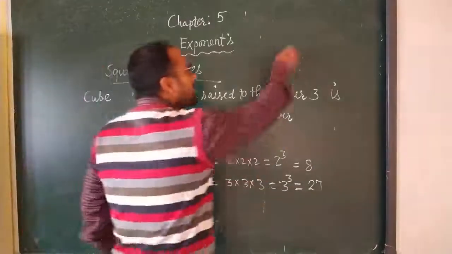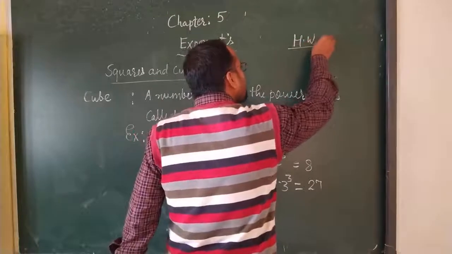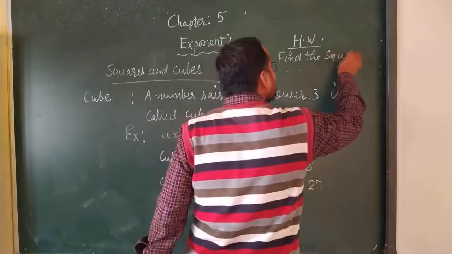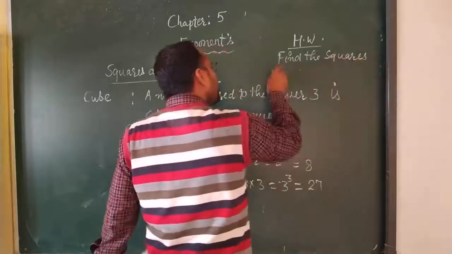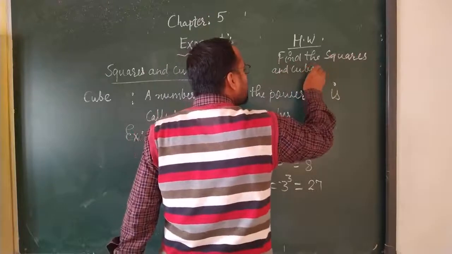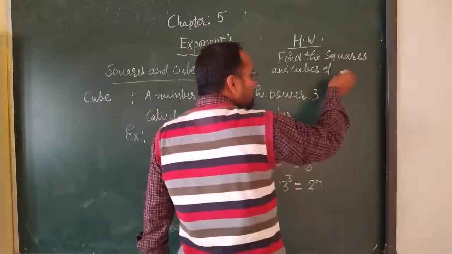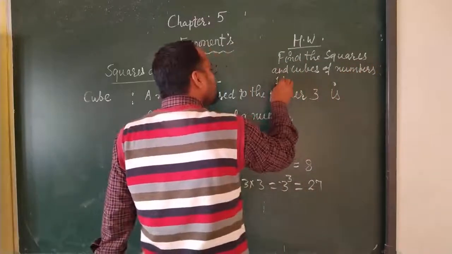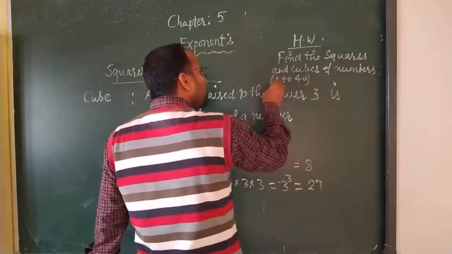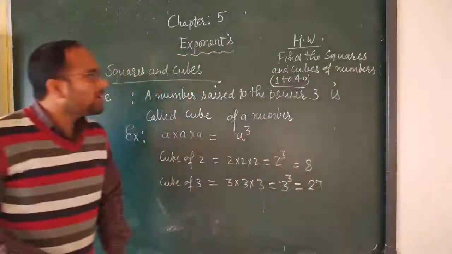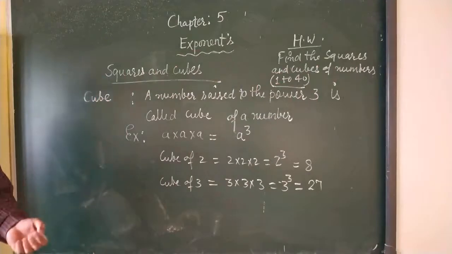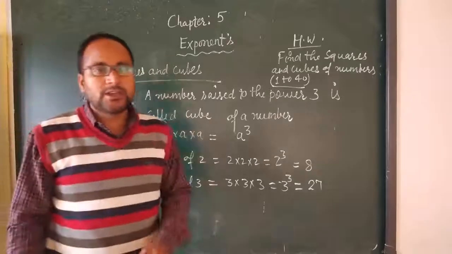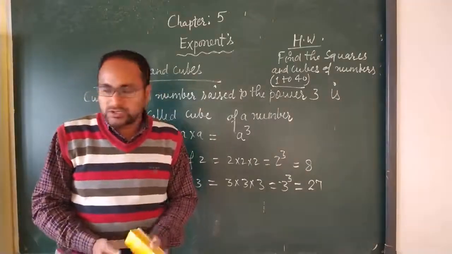So your homework is that students, find the squares and cubes of numbers 1 to 14. So from 1 to 14 you can find the squares as well as the cubes. Okay. So it is very important, and learn that one also students.